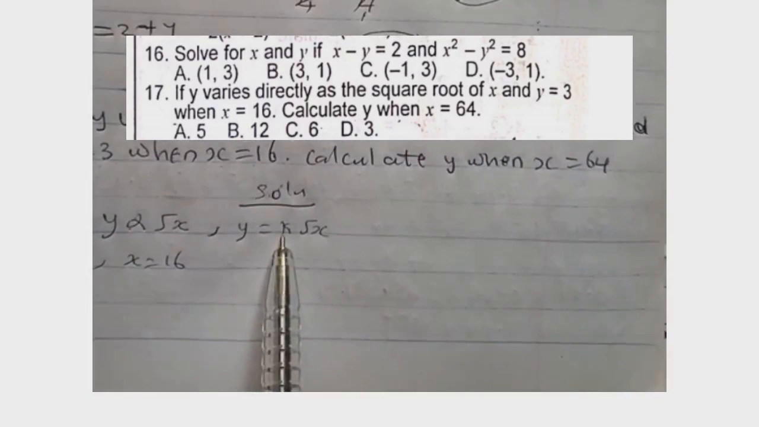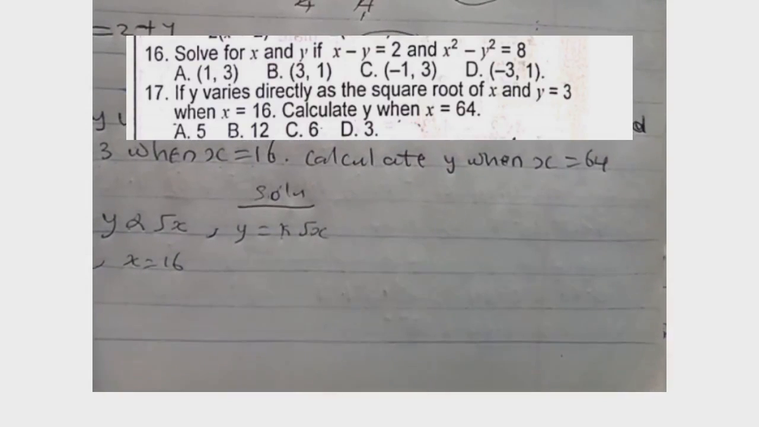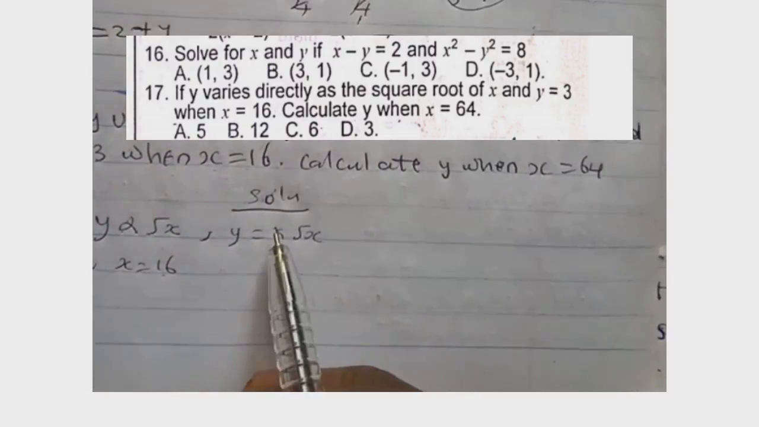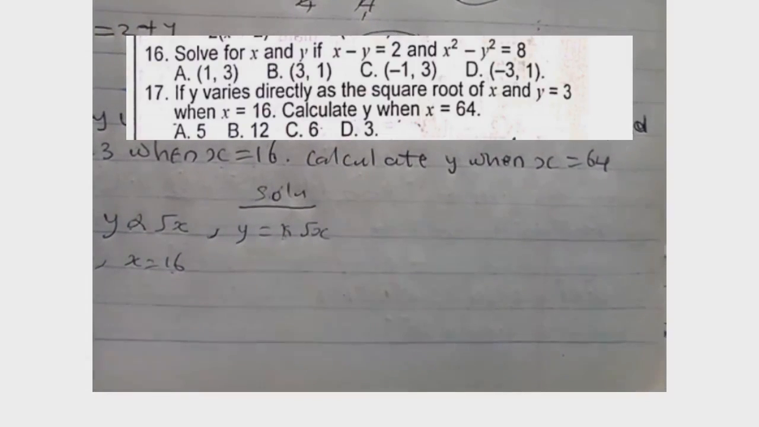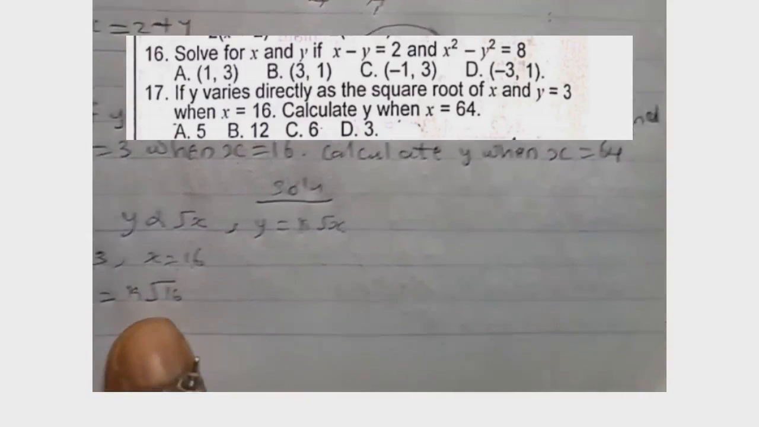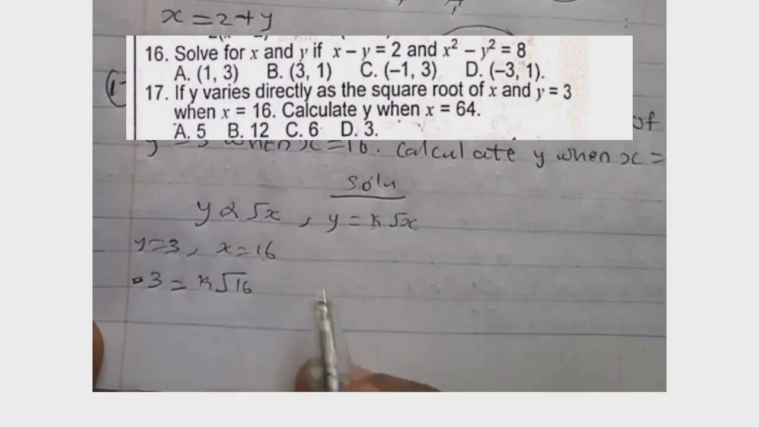We want to get the value of our constant, so let's put these values into our formula. If you put y equal to 3 and s equal to 16 here, we get the value of the constant k. So 3 equals k times the square root of 16, and the square root of 16 is 4.